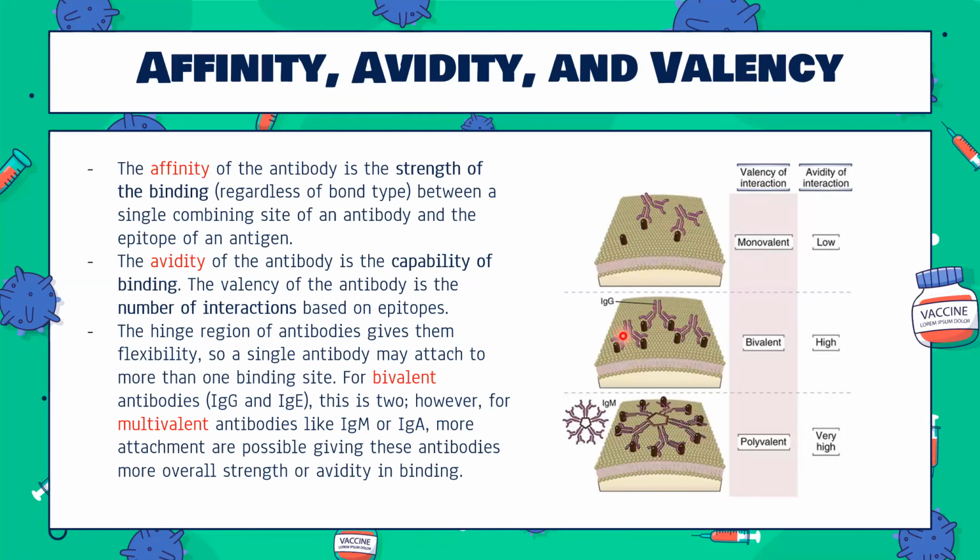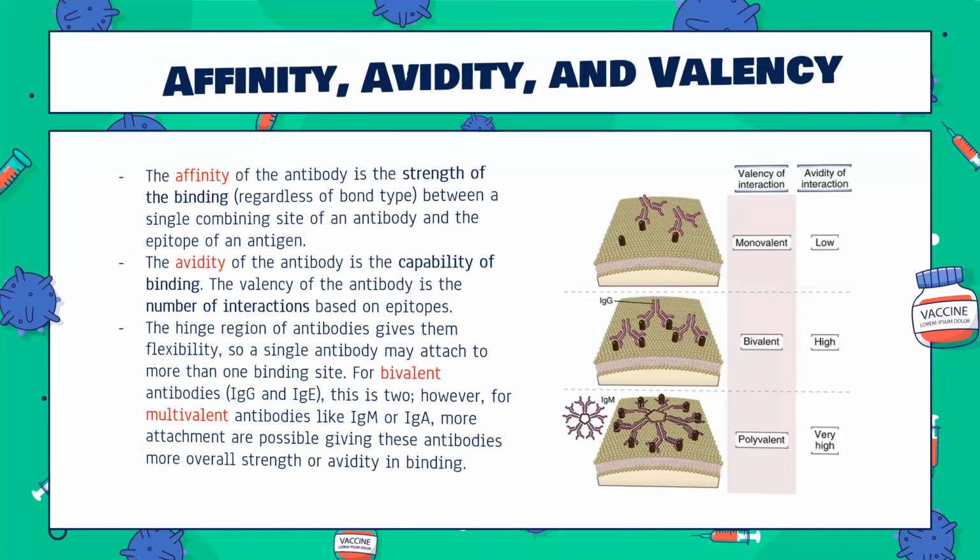However, when they're all occupied, this is bivalent, and we can see this in IgG, and what other two? Where can we see this bivalent sort of interaction? IgE and IgD, perfect. This polyvalent is very specific to IgM. Next question.